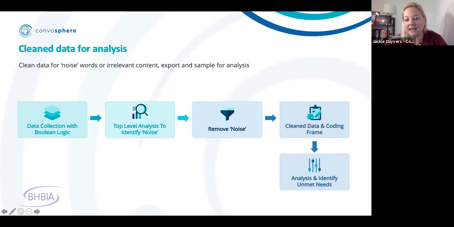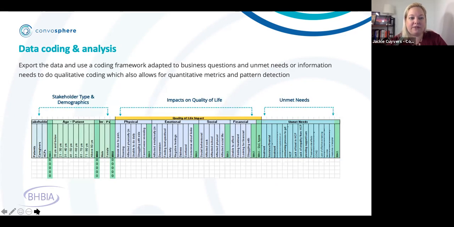And then using the coding process to manually code for who are the stakeholders. Is this a patient, caregiver, HCP? What are they talking about? What stage in the patient journey is this at? Is this at the diagnosis stage? Is this at the treatment phase of the patient journey? Which treatments are being discussed? What are their feelings about them?